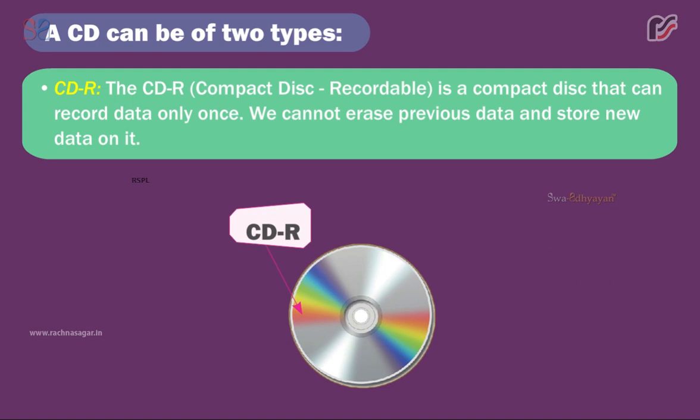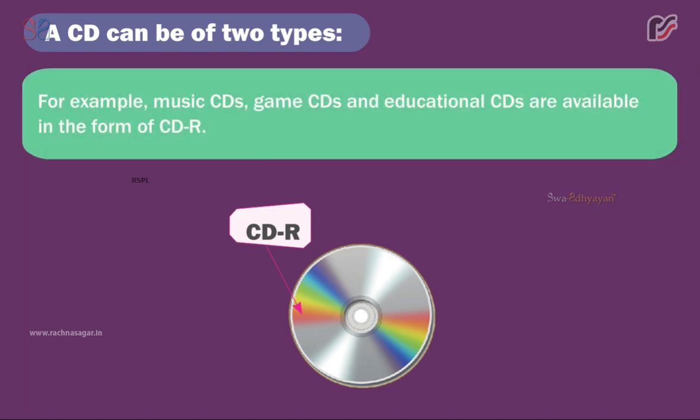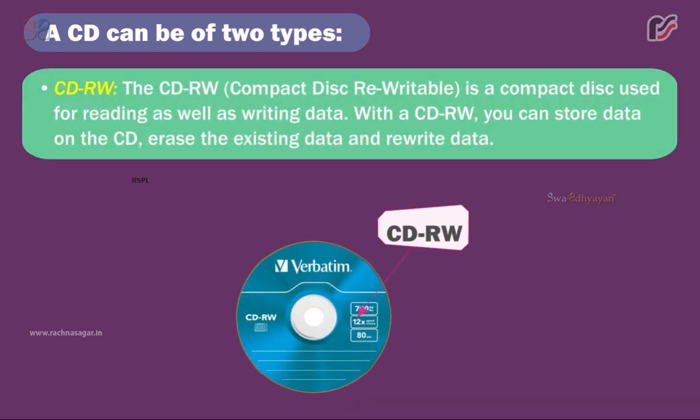CD-R. The CD-R, compact disc recordable, is a compact disc that can record data only once. We cannot erase previous data and store new data on it. For example, music CDs, game CDs, and educational CDs are available in the form of CD-R. CD-RW. The CD-RW, compact disc rewritable, is a compact disc used for reading as well as writing data. With the CD-RW, you can store data on the CD, erase the existing data, and rewrite data.